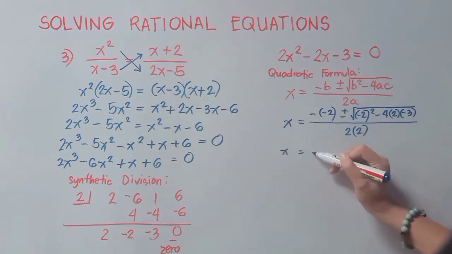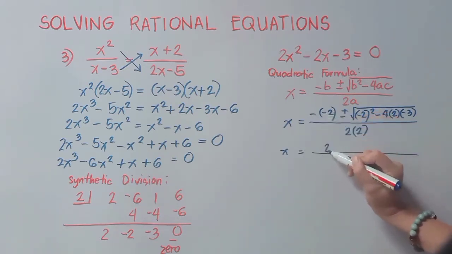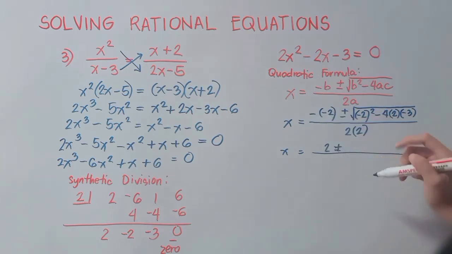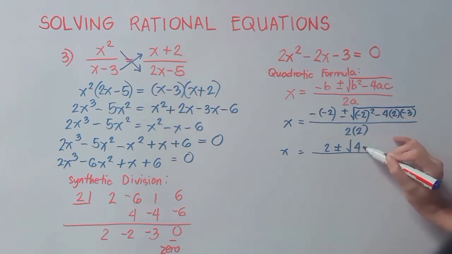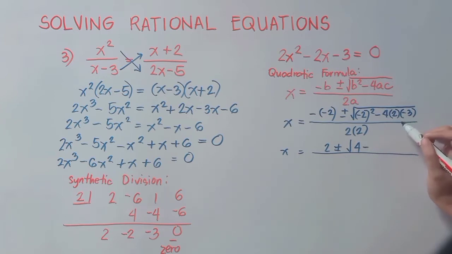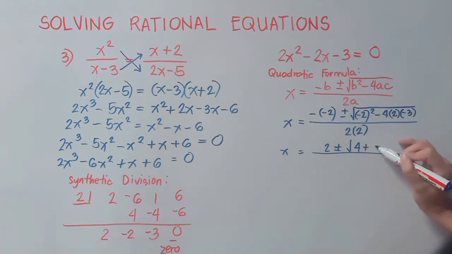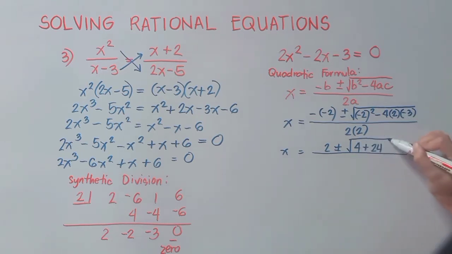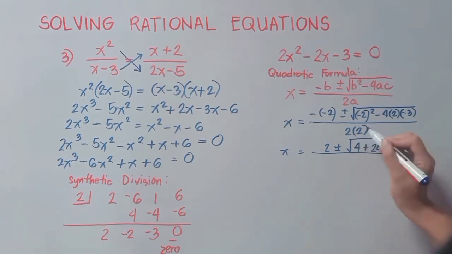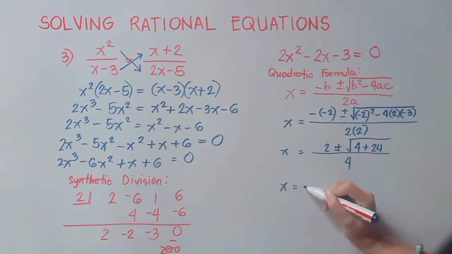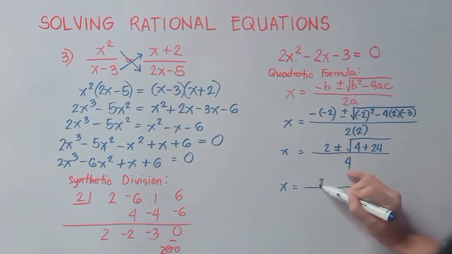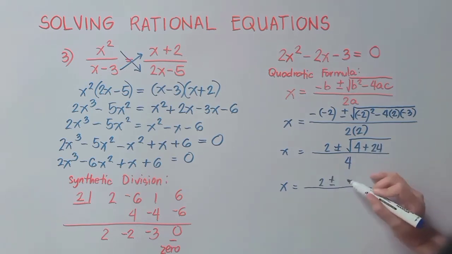So x is equal to negative of negative is positive 2 plus or minus square root of negative 2 times negative 2 is positive 4. And then negative 4 times 2 is negative 8 times negative 3 is positive 24. And then all over 2 times 2 is 4. Now we can simplify what's inside the square root. So that is 4 plus 24 is 28.